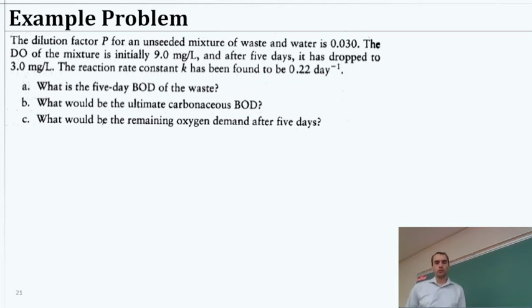Okay, so on to some practice problems. Here we have dilution factor P for an unseeded mixture of water is 0.03. The DO of the mixture is initially 9 milligrams per liter. After 5 days, it has dropped to 3 milligrams per liter. The reaction rate constant K has been found to be 0.22 per day. So 3 parts here. A, what is the 5-day BOD of the water? B, what is the ultimate carbonaceous BOD? And C, what would be the remaining oxygen demand after 5 days? So starting with A, what's the 5-day BOD?